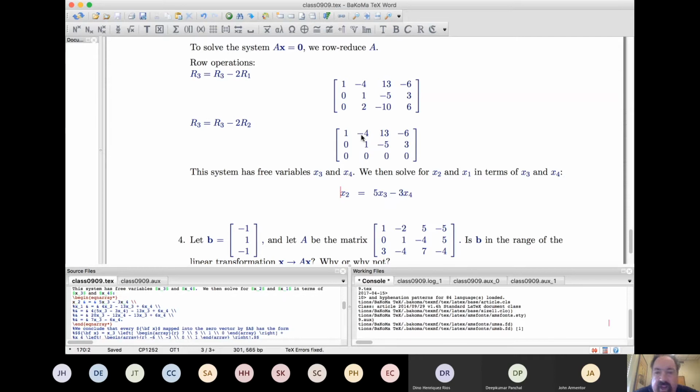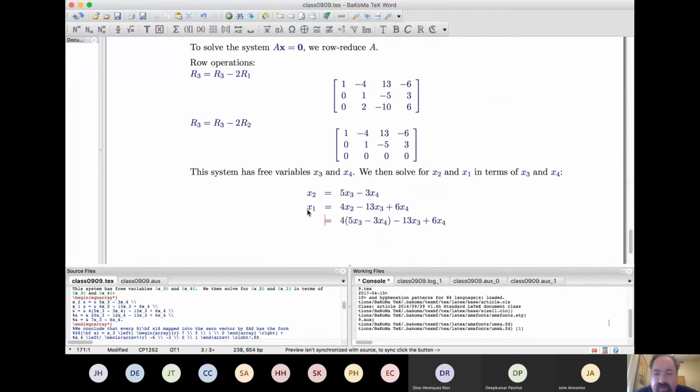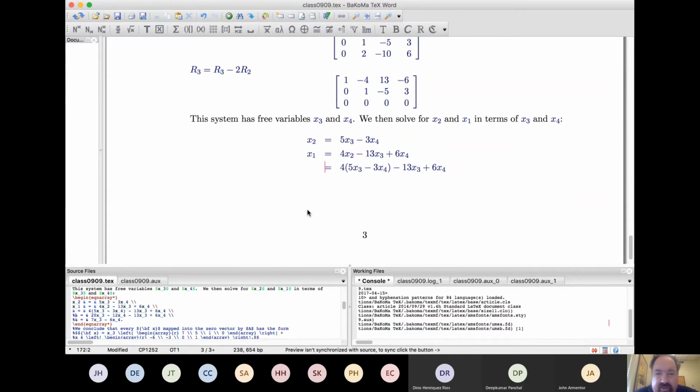For x1, same idea. Our right-hand side is 0. We negate all of these coefficients to get 4, minus 13, and 6. But now there's one more thing to do. We want to express x1 in terms of only x3 and x4, but we have this x2 here. That's fine. We go ahead and substitute this in there. Okay, there you go. And then we just grind it out and combine all the like terms and wind up with that.